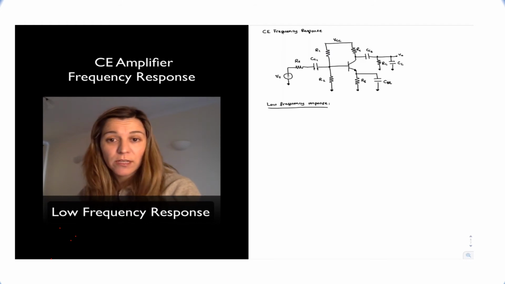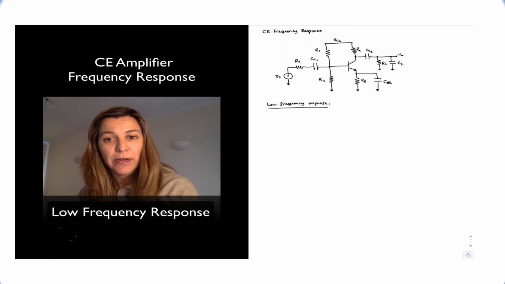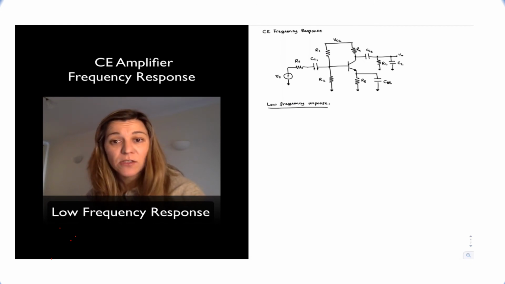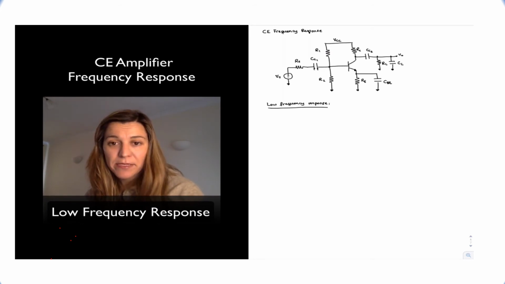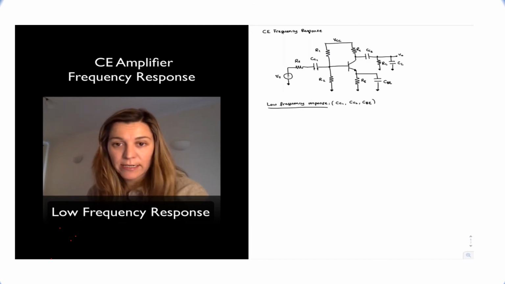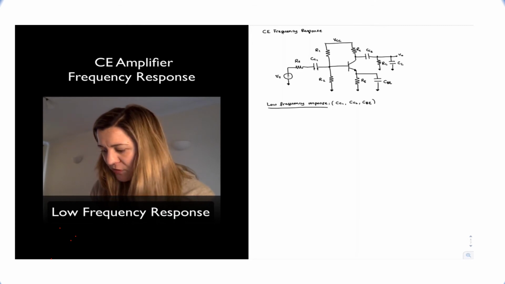Then I have modeled a load connected to my common emitter amplifier as a load resistor in parallel with a load capacitor. For the low frequency response, the capacitors that contribute are the coupling capacitors and the bypass capacitors. So the capacitors that contribute to the low frequency response in this particular circuit are CC1, CC2, and CBE. Each one of those capacitors is going to introduce a pole that generates a high pass type of frequency response, a high pass filter.